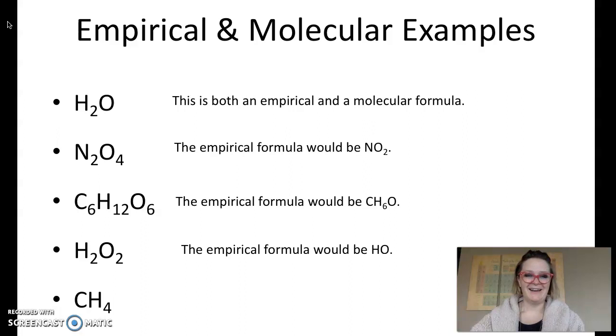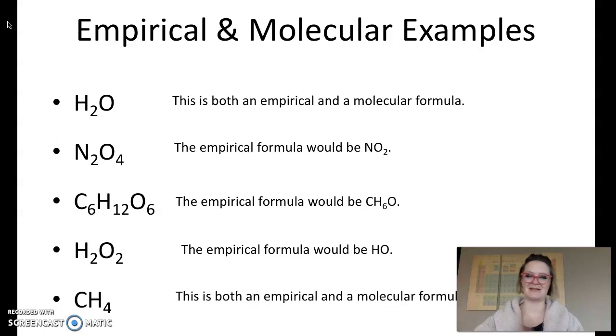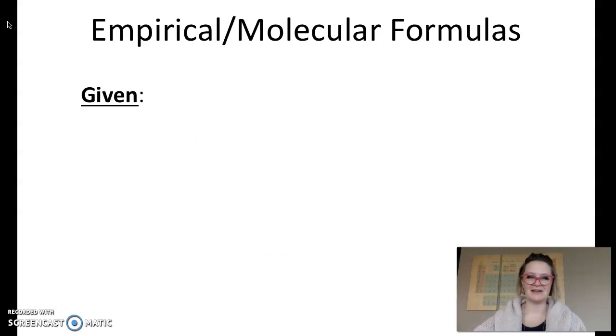Great. Next one, hydrogen peroxide, H2O2. We can reduce that down to HO. That's the empirical formula, lowest ratio of elements. And then methane, CH4, we can't really reduce that down any further. So that's both an empirical and a molecular formula. So like I said, working in a lab, a lot of times the best you can come up with is an empirical formula. So let's look at an example of what that looks like.